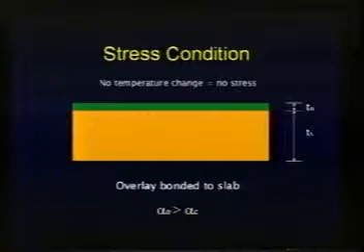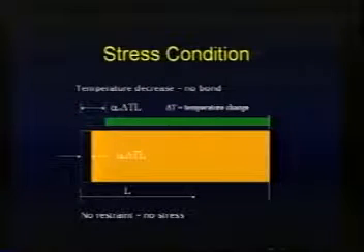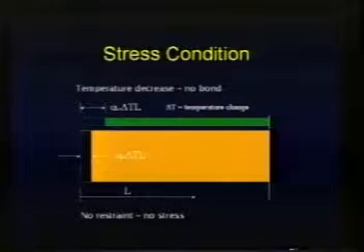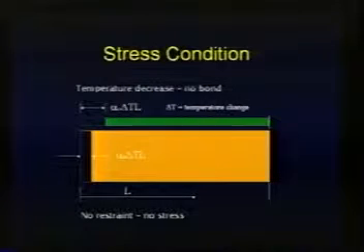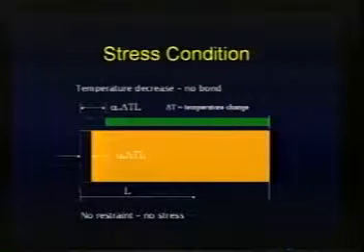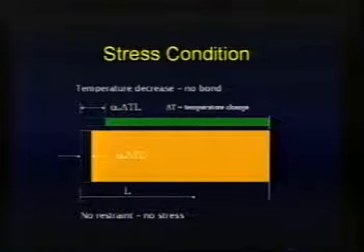If we have a concrete slab in yellow and a green overlay, if there is no temperature change, there is no stress between the overlay and the concrete slab. However, if we have a change in temperature, let's assume we have a temperature decrease. And for the moment, let's assume there is no bond between the overlay in green and the concrete slab. I think you can see that in most cases, since the polymer concrete would have a higher coefficient of thermal expansion than the concrete slab, then the change in length would be greater.